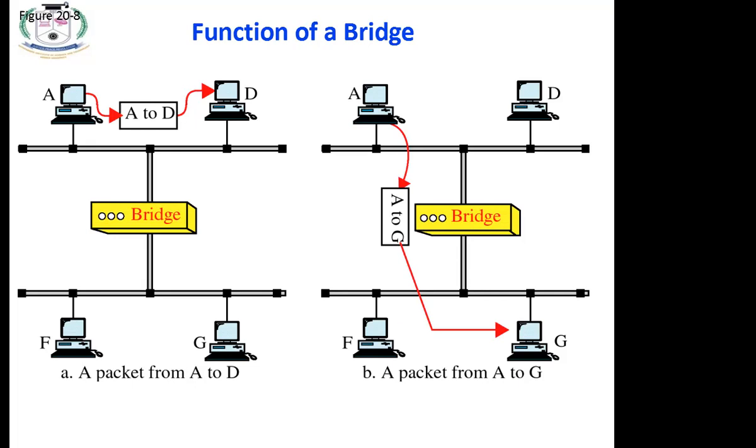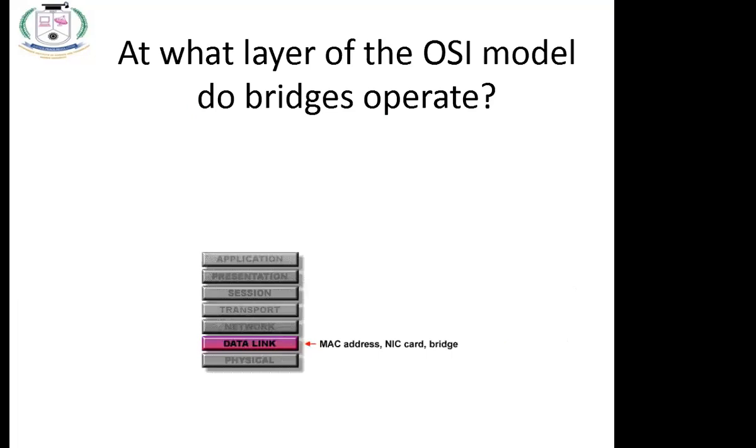Whereas in the second diagram, if A wants to send data from A to G, the bridge will identify that G belongs to some other LAN. So it will forward the frame from port 1 to port 2 through the bridge, and it will reach the destination address, that is G. So we see that these bridges operate in the data link layer.